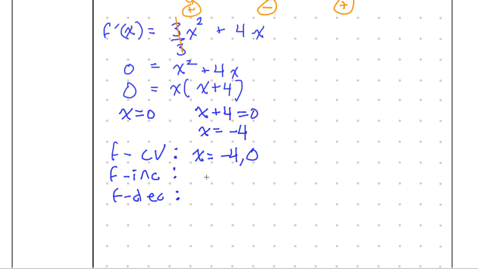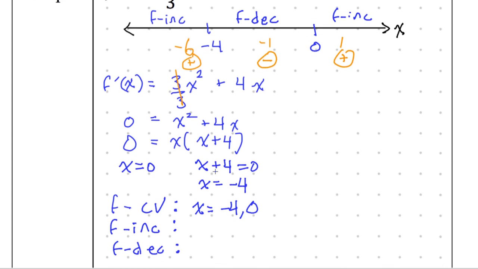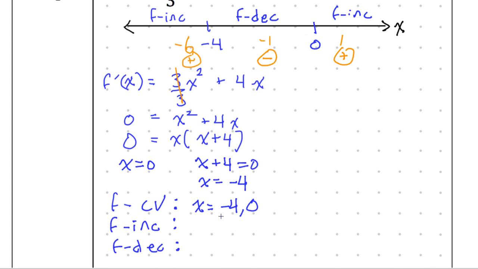F is increasing. Where? I can scroll up here. From negative infinity to negative 4. From -infinity to -4, so that's union with 0 to infinity. Forgot negative. Negative 4. No, no. There you go. Yeah. Now it's 0 to infinity. All right, and I need the interval or inequality notation.